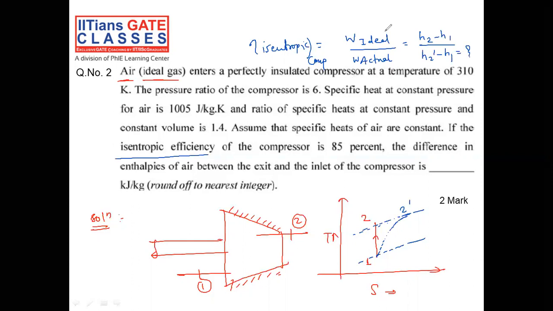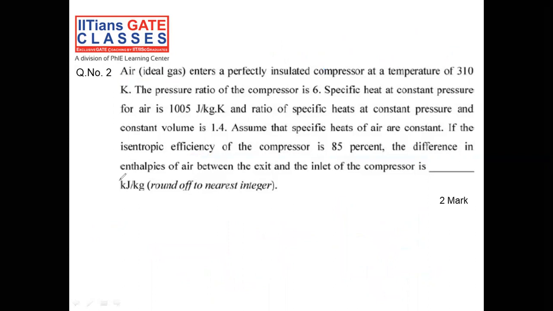Now every data has been given in the question, so we need not worry about the solution. Once we know the formula, directly we need to apply. But in this question, T1 is given, that is 310 Kelvin. T2 is not given, so no need to worry.